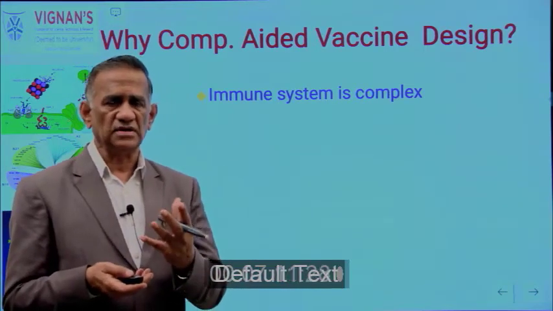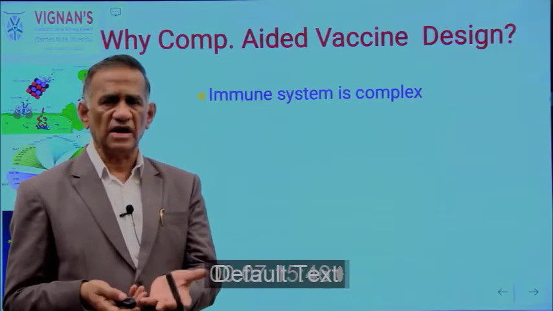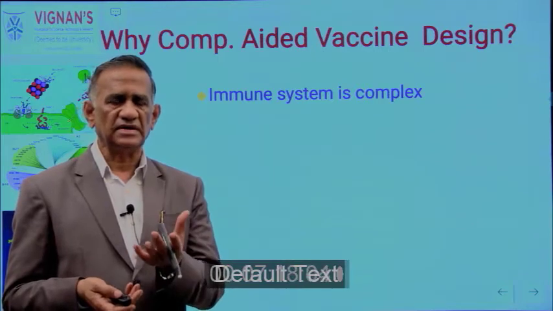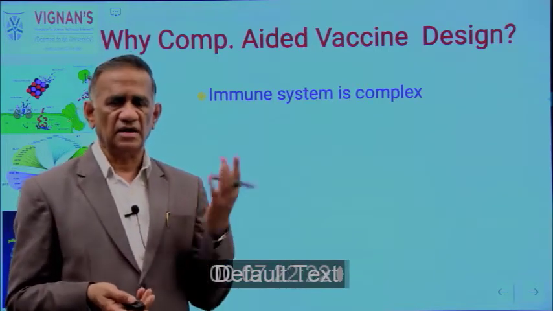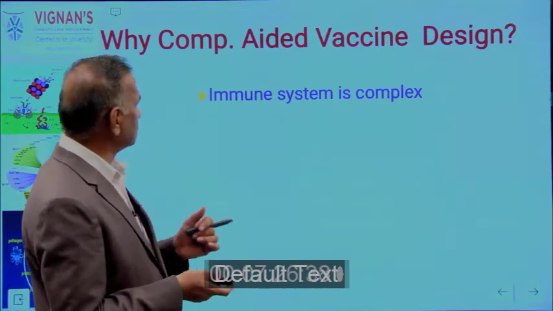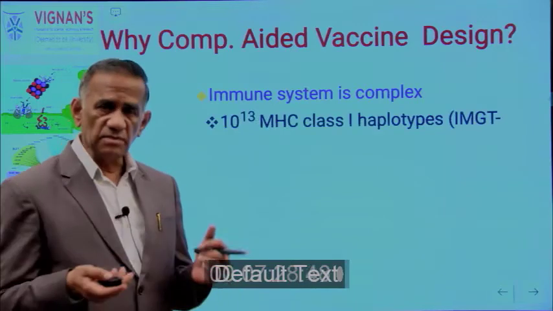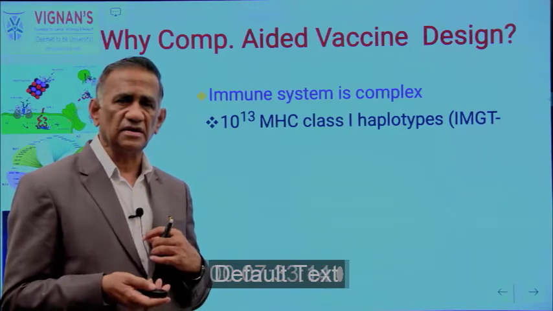Now in the coronavirus, we are familiar with the spike proteins. The spike protein sequences already have come. With those sequences, one can try the signature sequence of the spike protein of coronavirus to develop this type of vaccine. So why computer-aided vaccine design? Because the immune system is so complex. That's why we are going for the computer-aided design.